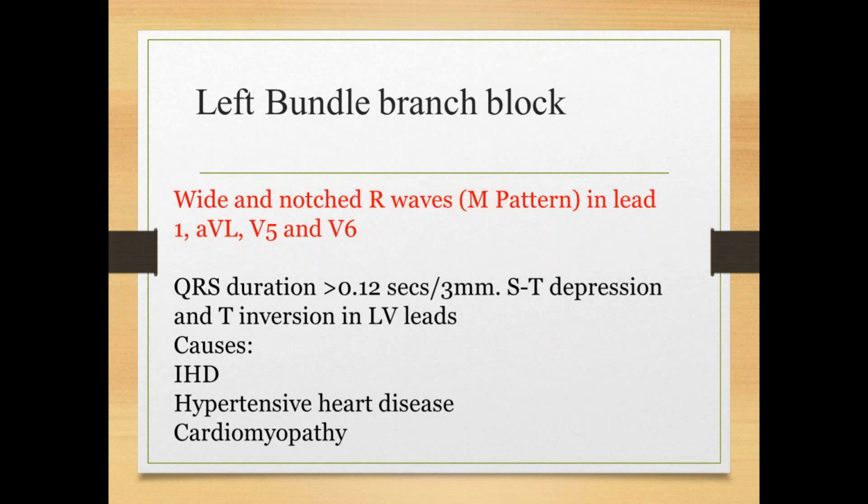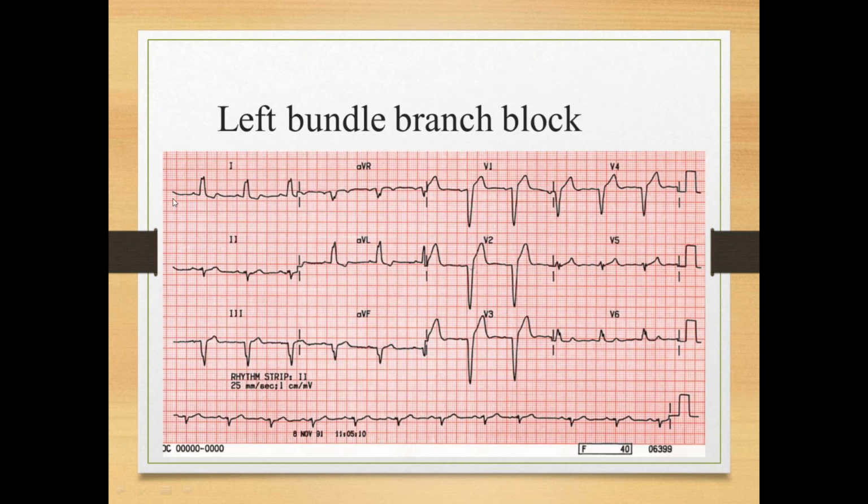Along with that, you can find ST depression and T wave inversion in left ventricular leads, that is V5 and V6. Causes are again ischemic heart disease, hypertension, hypertensive heart disease, cardiomyopathy. So this is an ECG of the left bundle branch block. Here you can see the M pattern, RSR dash pattern in the left ventricular leads V5 and V6. And we can find the W pattern in V1, V2, that is deep and broad S waves.